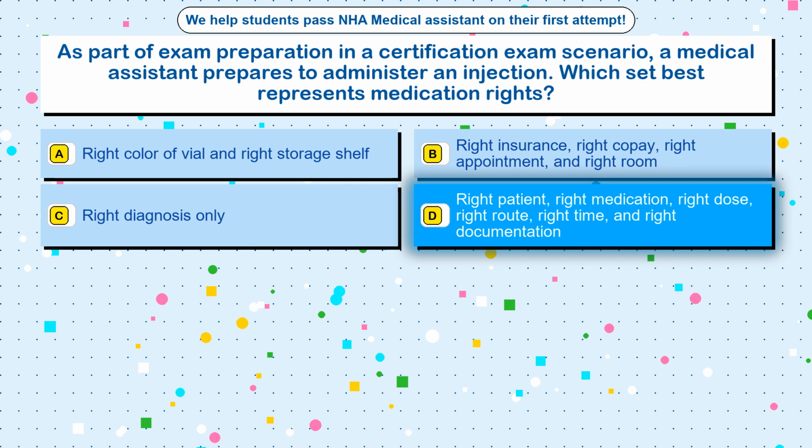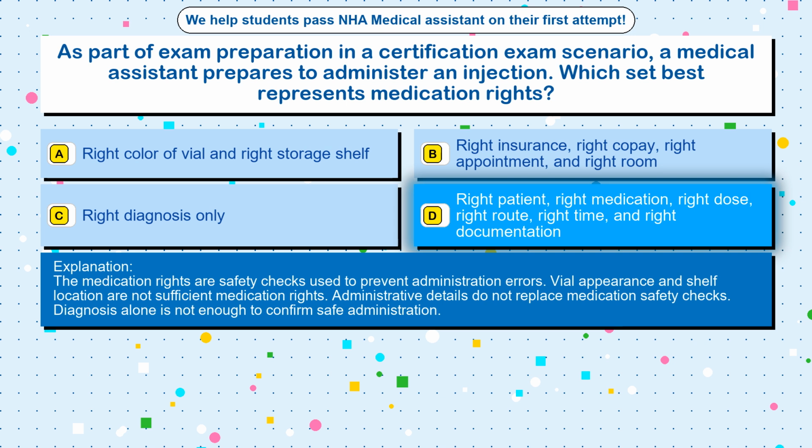The correct answer is option D. Right patient, right medication, right dose, right route, right time, and right documentation. The medication rights are safety checks used to prevent administration errors. Vial appearance and shelf location are not sufficient medication rights. Administrative details do not replace medication safety checks. Diagnosis alone is not enough to confirm safe administration.